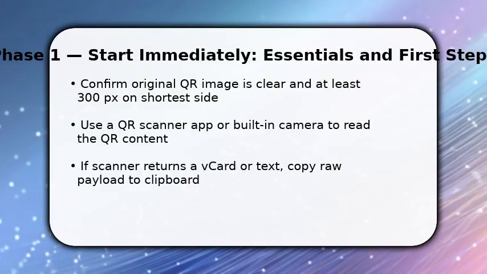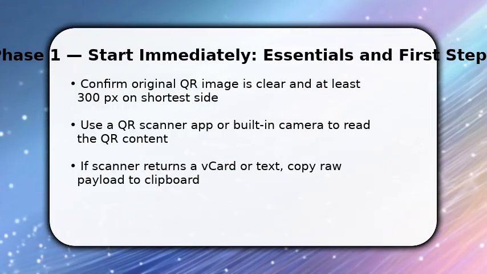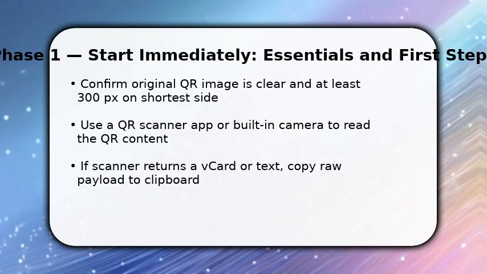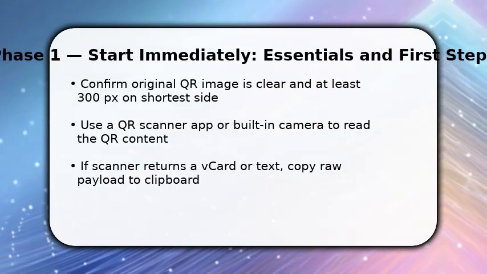You start by extracting the QR payload now. Open a reliable scanner app. Point steady until it reads. Once it decodes, copy the exact content. That raw string is what you will convert to a link.